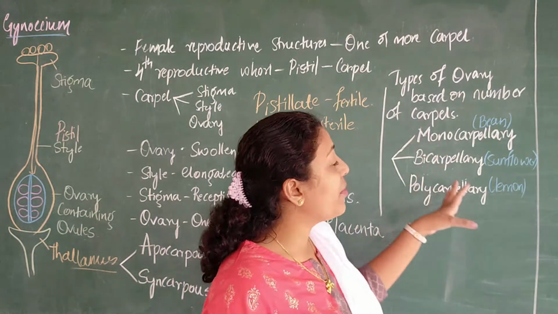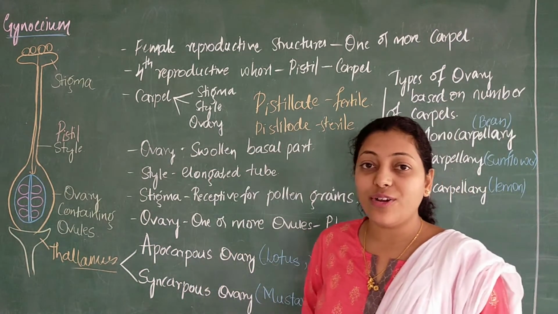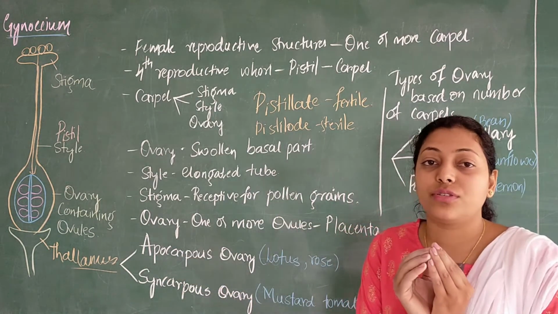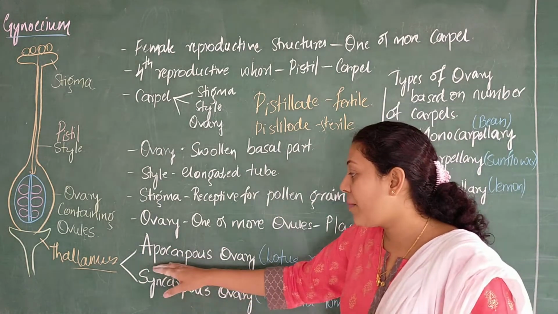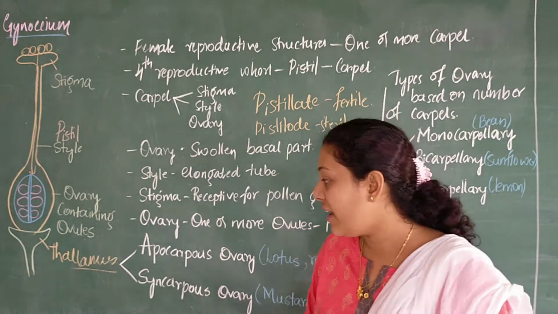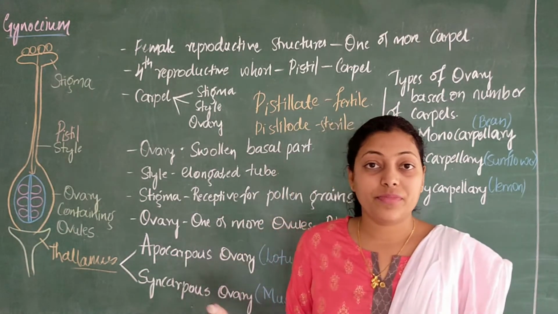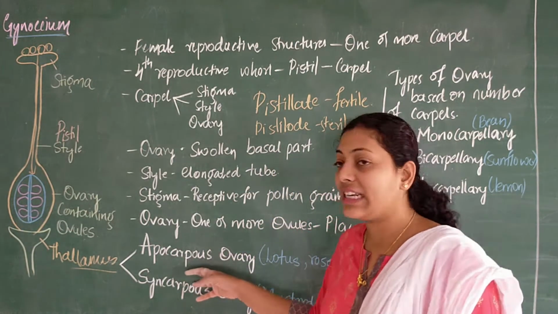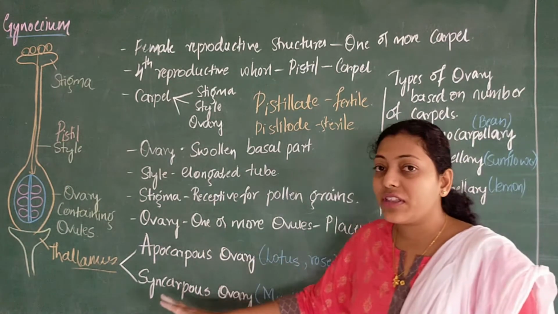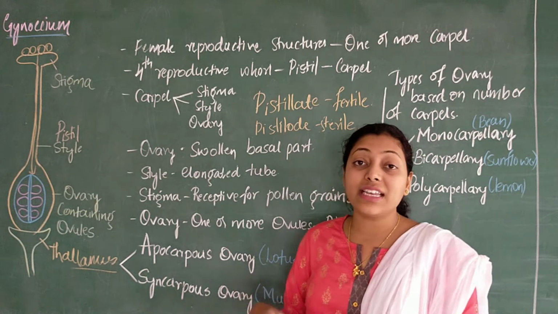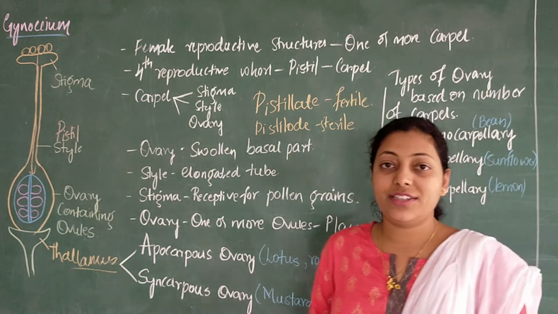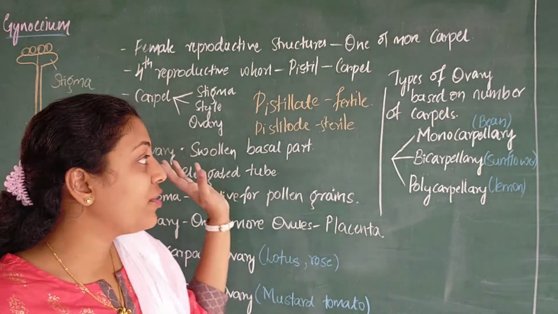Okay, so this is about the types of ovary on the basis of carpel. And then, on the basis of attachment or fusion of carpels, if the carpels are free, not attached to each other, then it is called an apocarpous ovary, example lotus and rose. And if the carpels are fused, we call it a syncarpous ovary, example mustard and tomato plant. Okay, so this is all about the gynoecium.